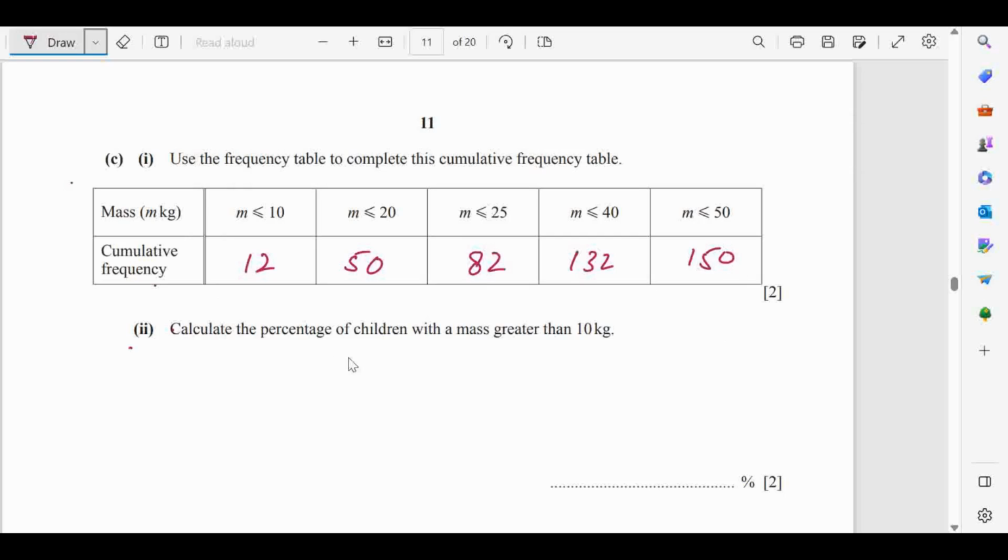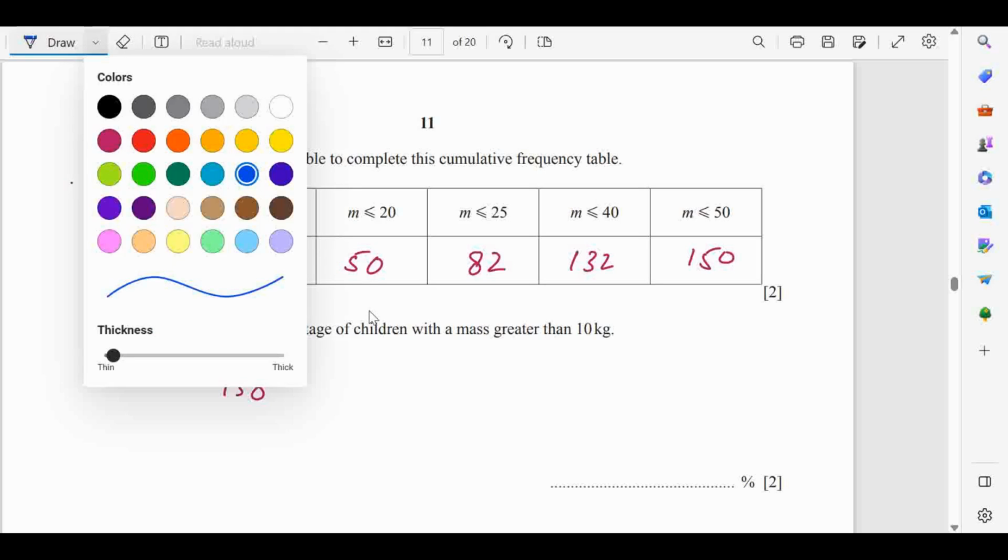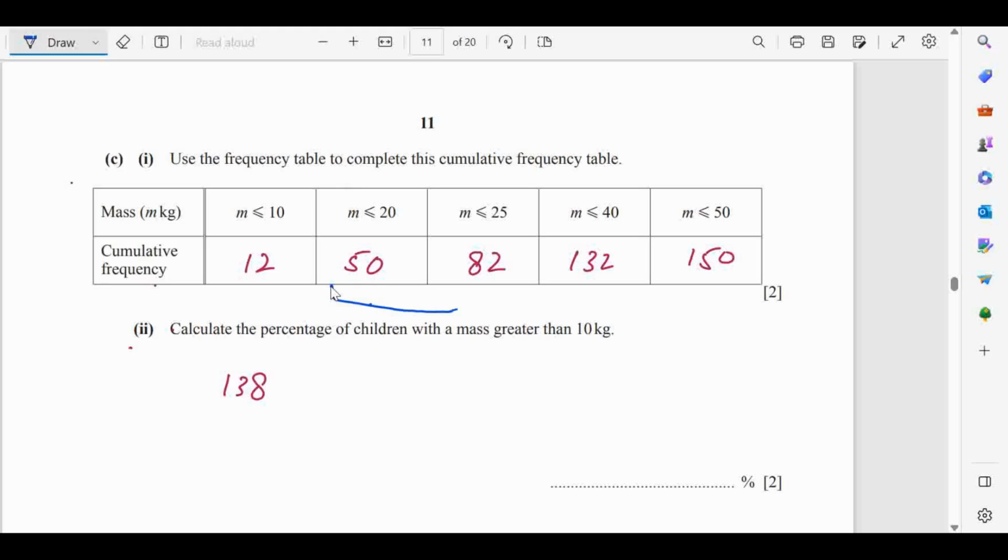Now calculate the percentage of children with the mass greater than 10 kg. So greater than 10 kg means that we have a total of 138. Why 138? Because we need to add all of these. The total number of children was 150. So 150 minus 12 is 138. Let's write it over here.